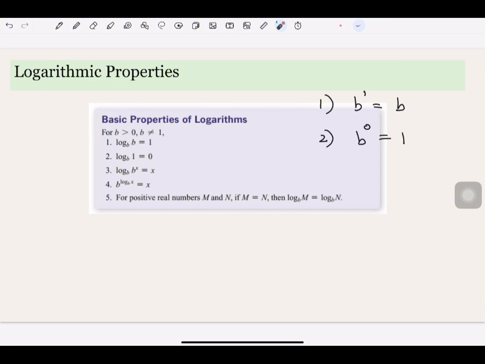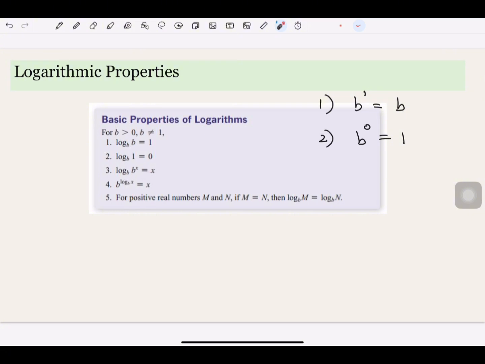Property number 3 is the logarithm of b to the power x with base b is equal to x. This shows that logarithms undo the exponent. So it is the inverse operation of exponentiation. You're basically saying, what power of b gives b to the power x? The answer is x.